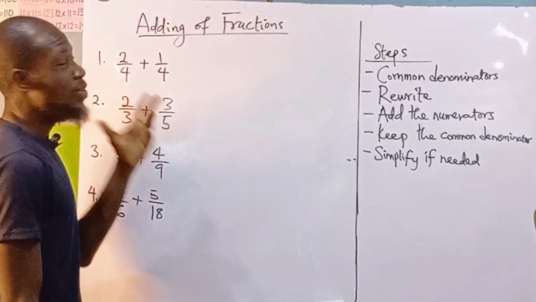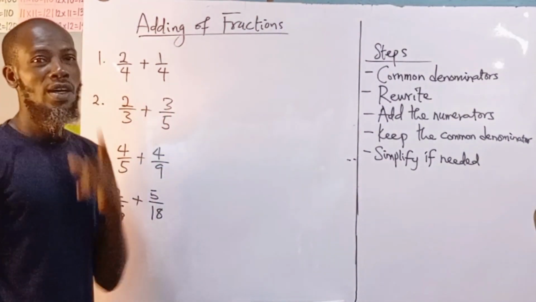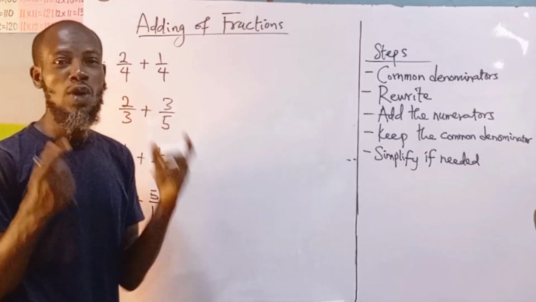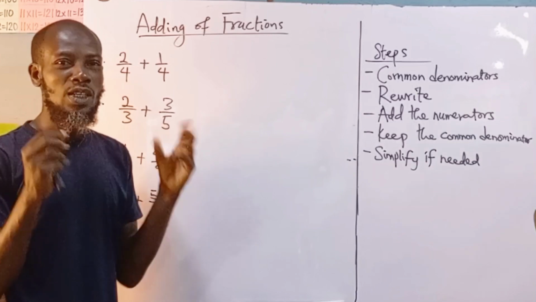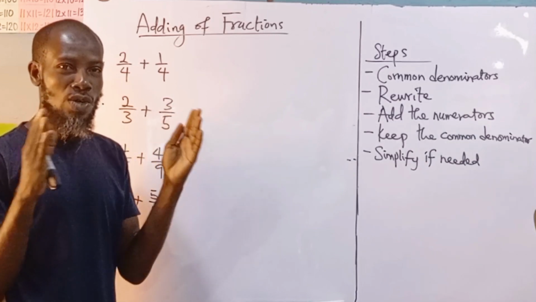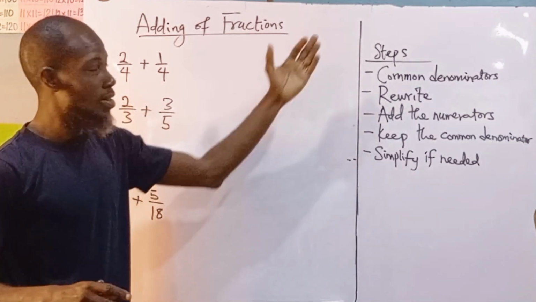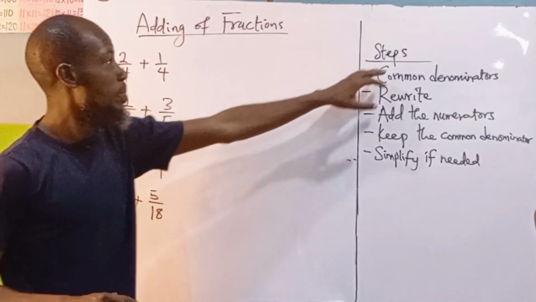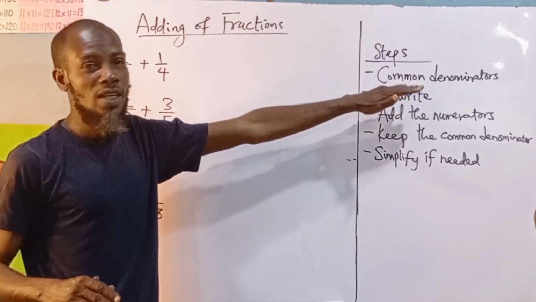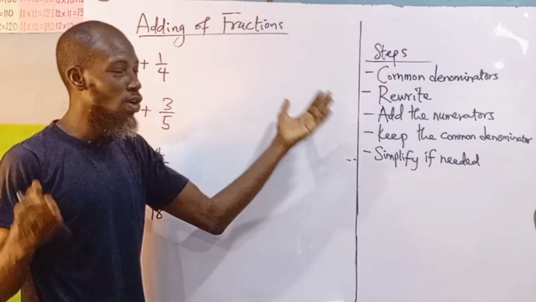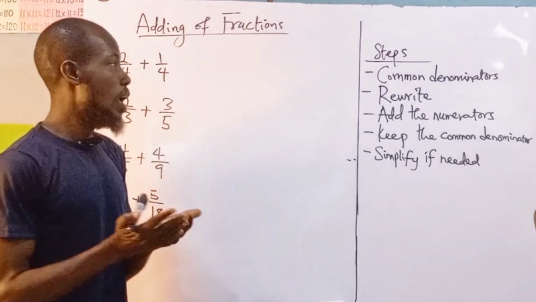So in that, the first thing we must ensure to add fractions is that we have a common denominator. When we have a common denominator, it is very easy to add them up. So the steps involved are: first, get them to a common denominator. If you have a common denominator, you can easily add them.